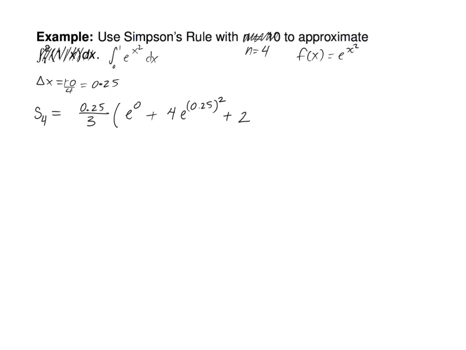Next you do 2 of e to the 0.5 squared, 4 of e to the 0.75 squared, and then finally e to the 1. And that ends up being approximately 1.463.